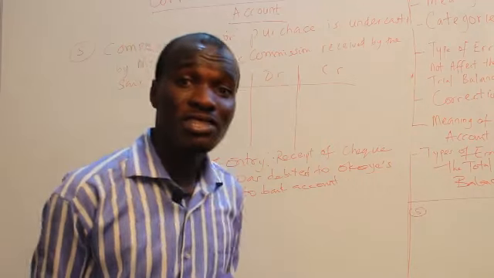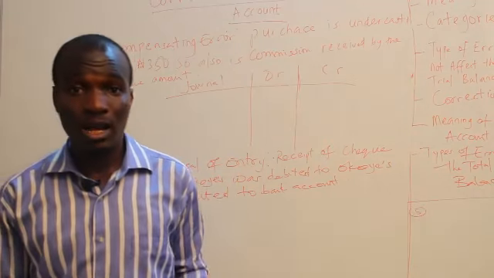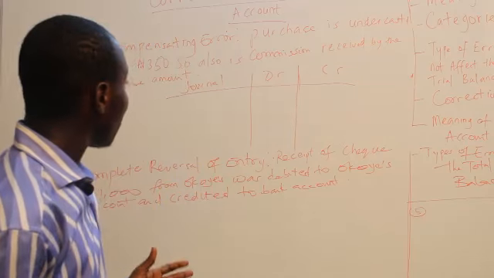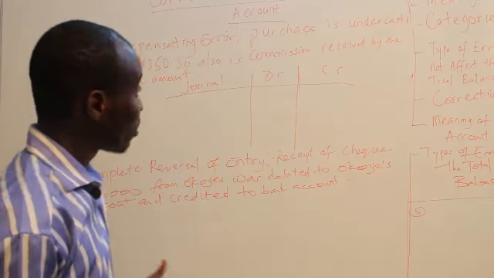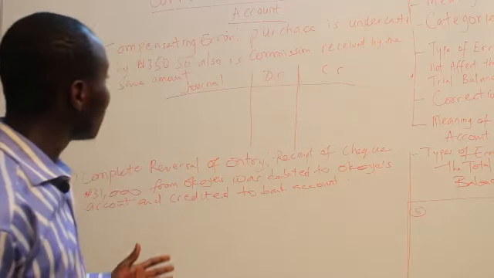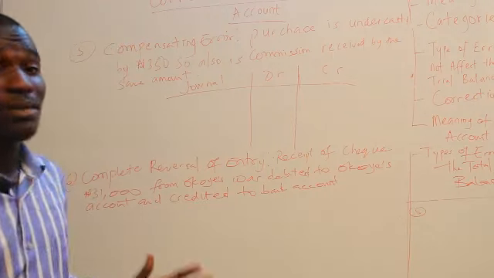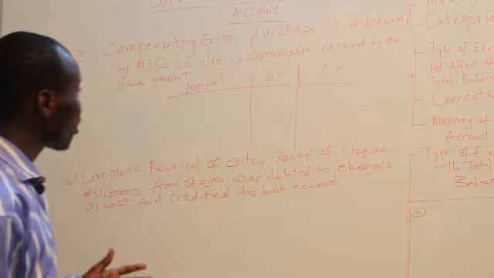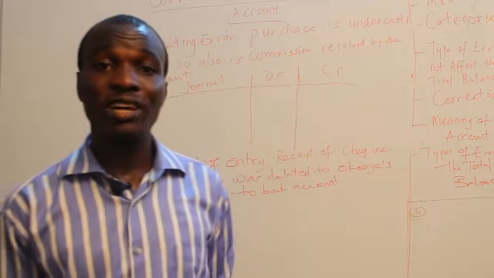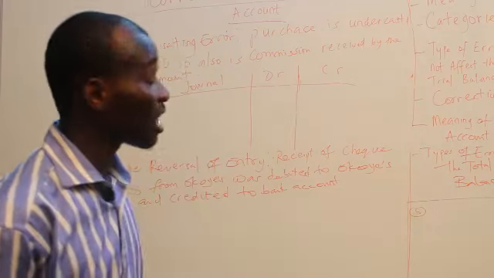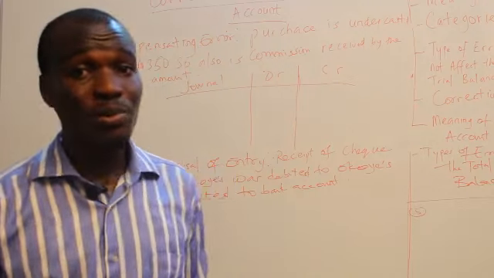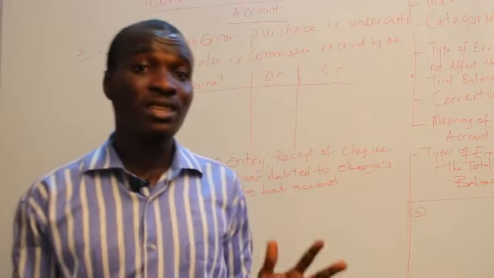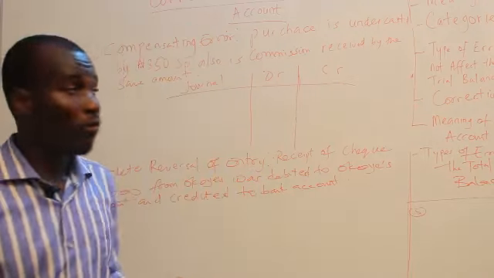So how can we increase the debit balance account which is undercast? The way we can increase that is by debiting the purchase account since it's having a debit balance. So that means we are going to debit the purchase account by 350 naira, and the commission received account, which is having a credit balance, will be credited with 350 naira because the amount is being undercast.